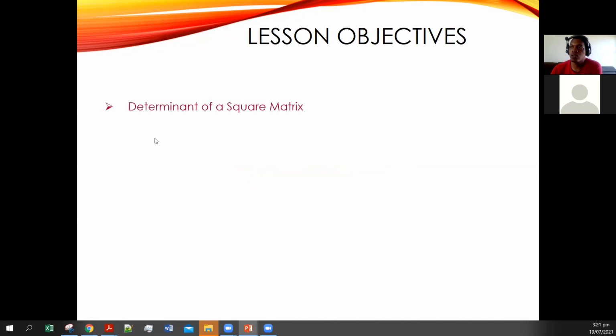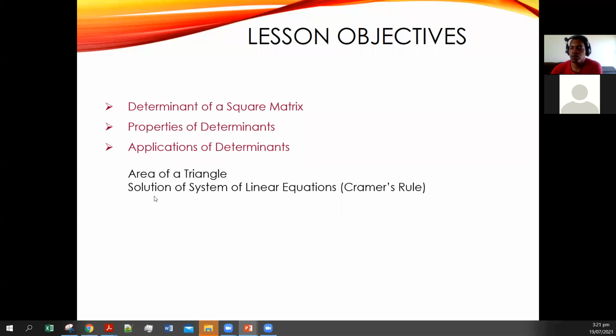So within this lesson, we need to know the determinant of a square matrix, properties of determinants, and applications of determinants: area of a triangle and solution of systems of linear equations. This is also Cramer's rule. So this is part and parcel of the final lessons, but before we go to that final part, we also need to understand a little bit what is meant by the determinant of a matrix.